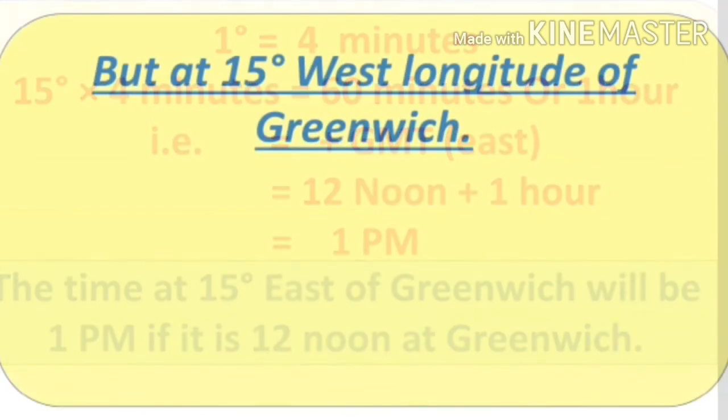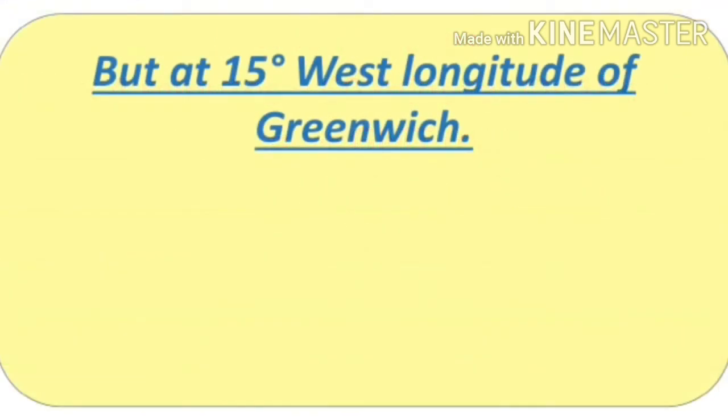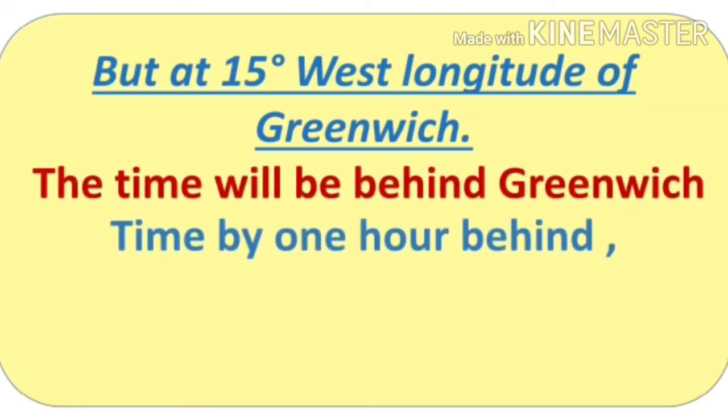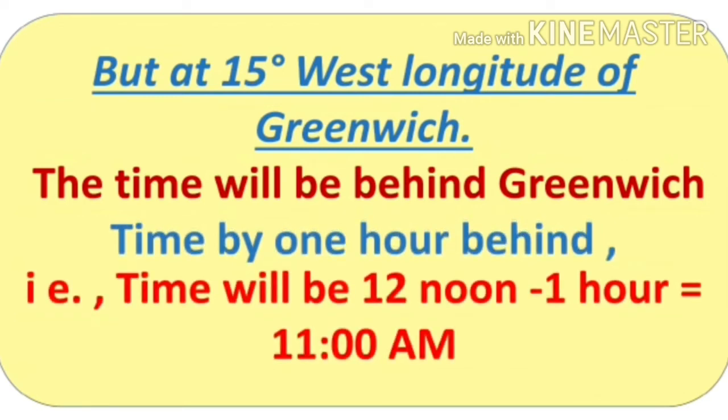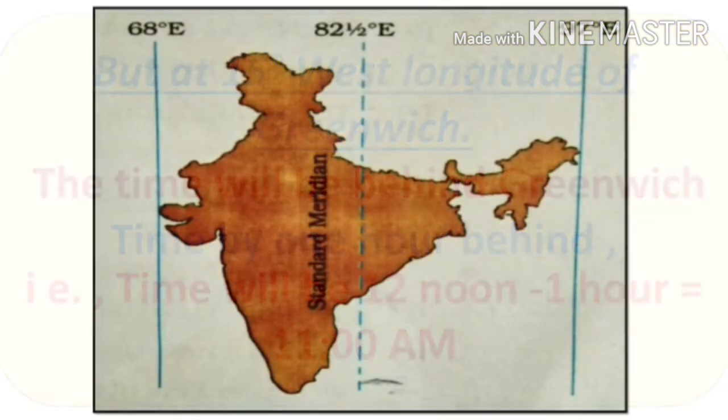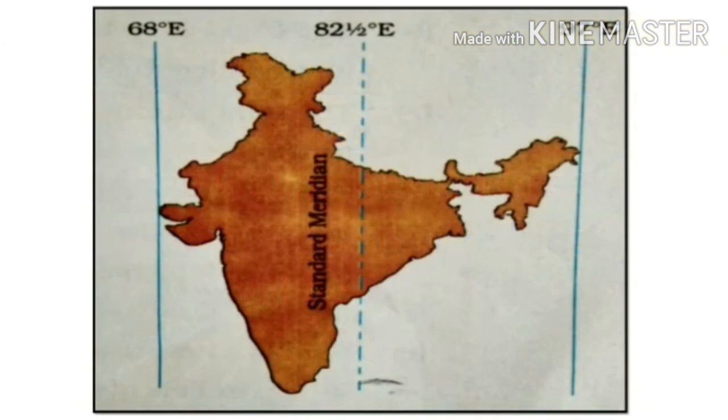But tell me, at 15 degree west longitude of Greenwich, what will be the time? The time will be behind Greenwich time by 1 hour, right? The time will be 12 noon minus 1 hour. That means 11 a.m. See children, do you know how we also have a standard time?